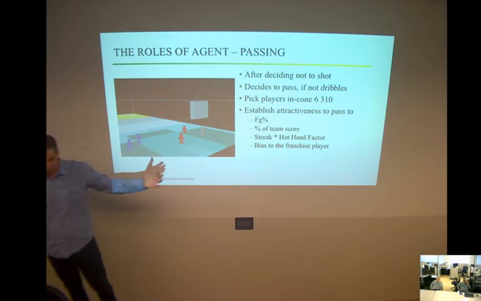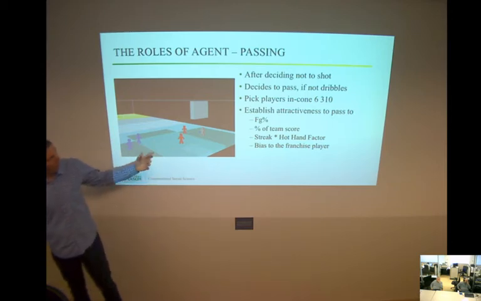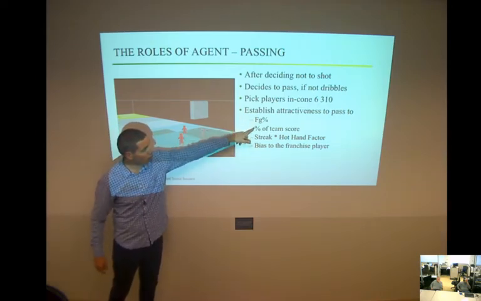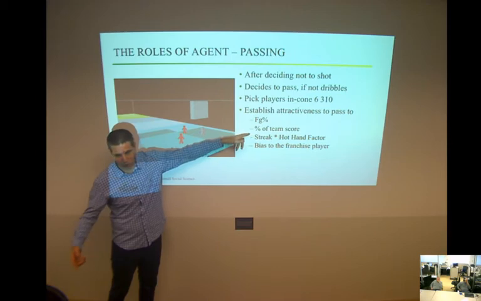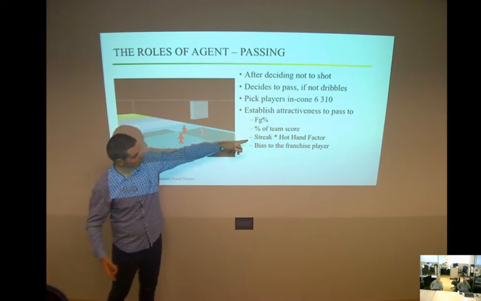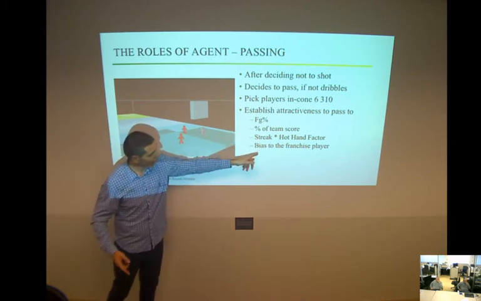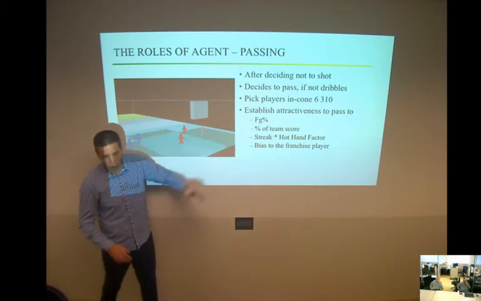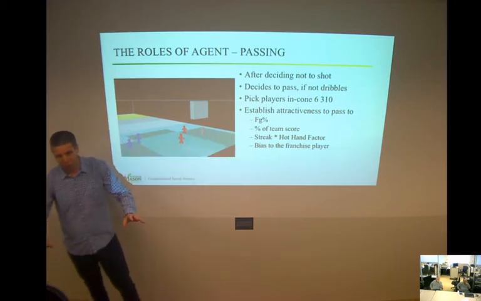So I get everyone who's in that area, and then I establish their attractiveness to pass to based on their field goal percentage, the amount of percentage that they've scored for the team, their streak and the hot hand factor, and the franchise player. So that's just like a scale. So the higher you are, the more points you get on this, the more likely I am to pass the ball to you.